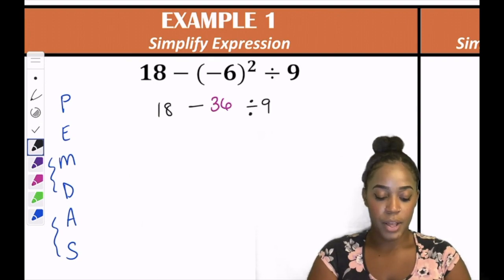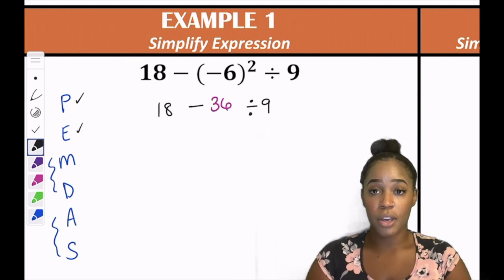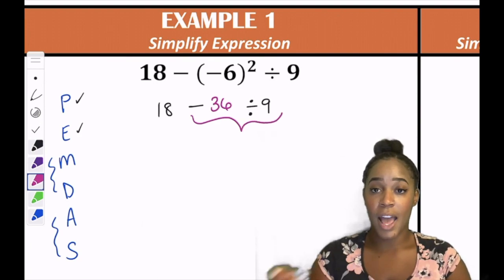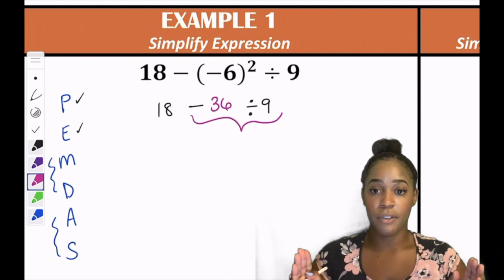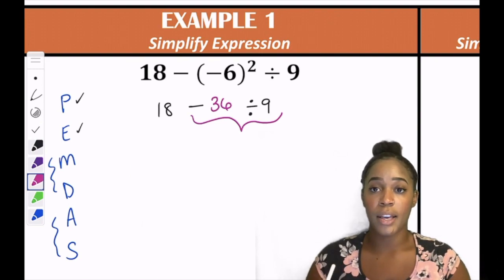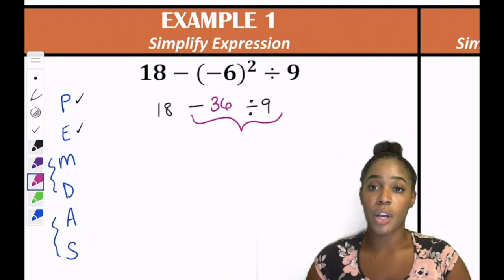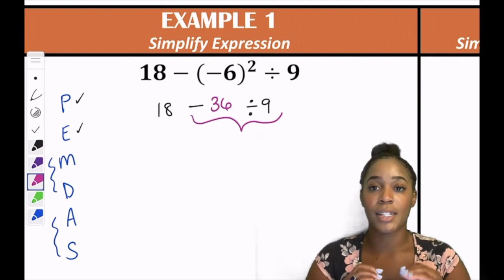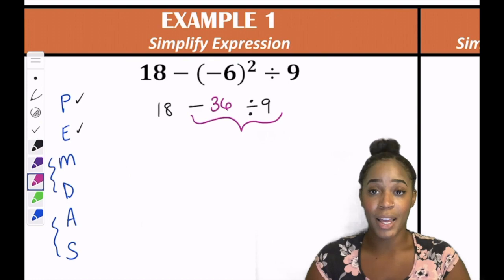So I've done parentheses, I've done exponents. Now I'm looking for multiplication and division. So I have division here. So I need to do the number before the sign as well as the number after the sign. That's my main focus. And I also have to make sure I include the subtraction sign because we're not just looking at 36, we're looking at -36. So whatever sign is in front of my integer or in front of my number, I need to make sure I keep that attached to the number. So -36 divided by 9 is -4.